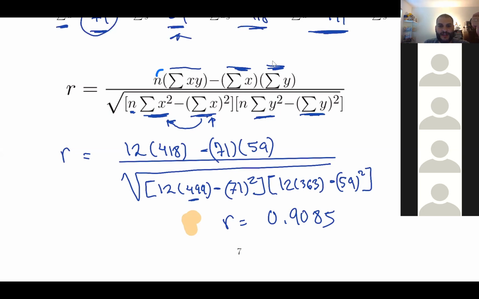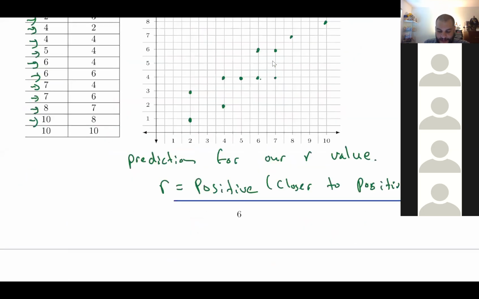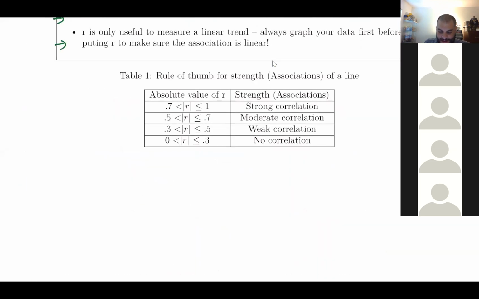So the last thing we're going to do, we're going to do the strength of this. So we want to see how strong of a relationship we have. So to see how strong of a relationship we have, I'm going to go back over here to this table.